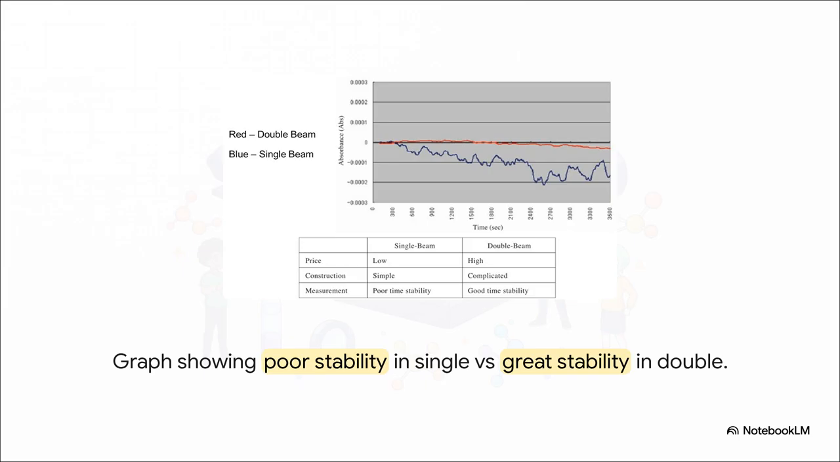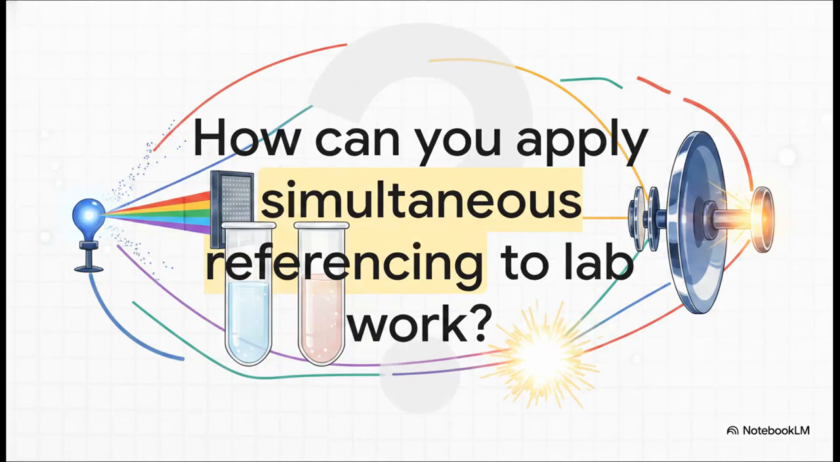Just brilliant engineering. Which brings us to the end of our journey with the photon. From the intense glow of a deuterium lamp, perfectly filtered by a diffraction grating, safely passed through a pristine quartz cuvette, amplified by a millionfold inside a photomultiplier tube, and perfectly stabilized by double beam optics, we've really seen how brilliant engineering reveals the invisible chemical world.